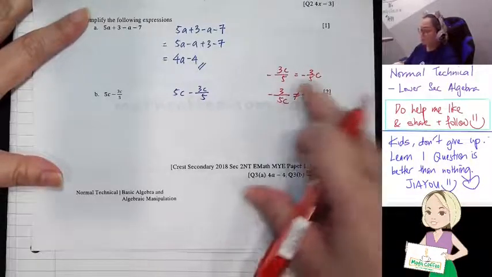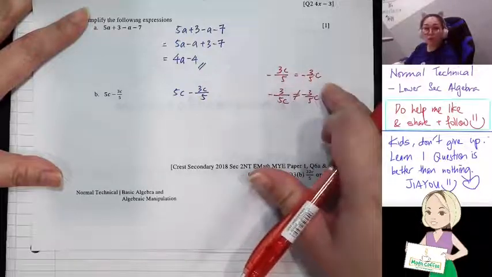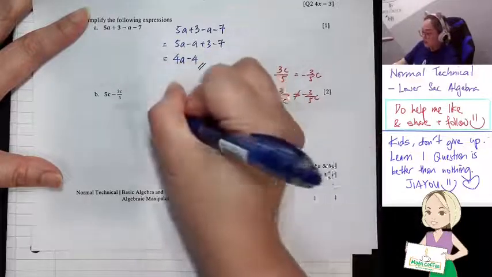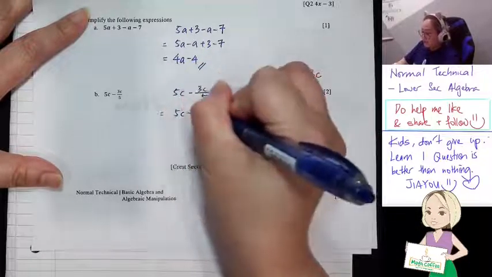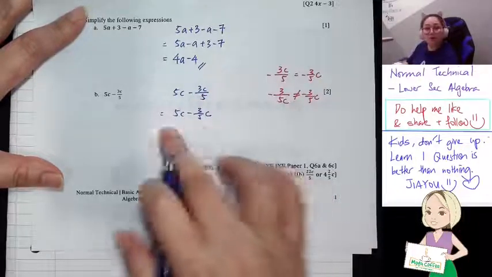Okay, so this is very important. So when the c is at the numerator, you can put it to the middle. So I will rewrite this. I will write as 5c minus 3/5 c. And because they are like terms.